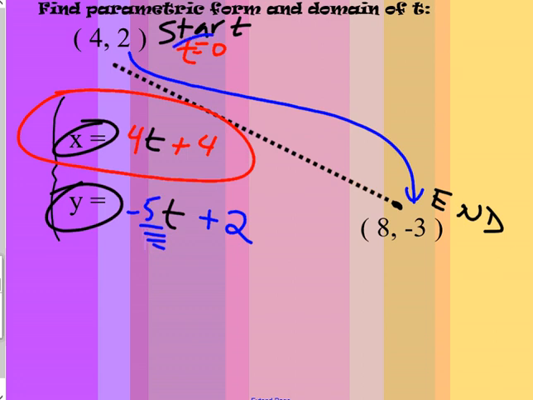Now, how could I know I was right? Because if I stick in t equals 0, it will give me 2, which it does. And if I stick in t equals 1, it should give me negative 3. And it does, so I know it worked.